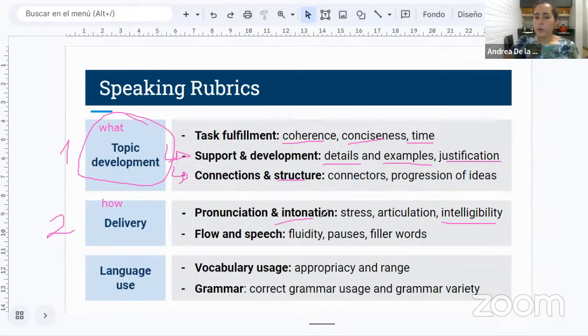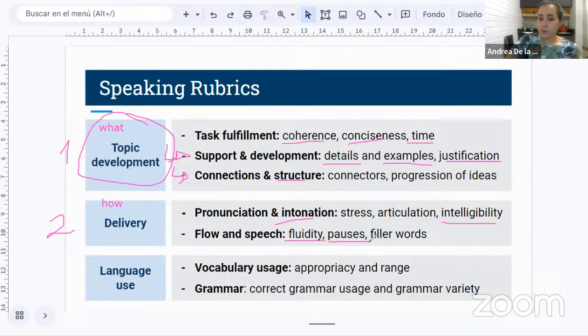Are you intonating the words, and are you connecting the meaning of what you're saying with the way that you're saying it? Are you stressing some words to show how relevant some of them are? Are you articulating the words correctly? And how fluent are you?